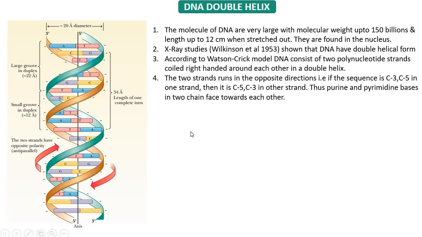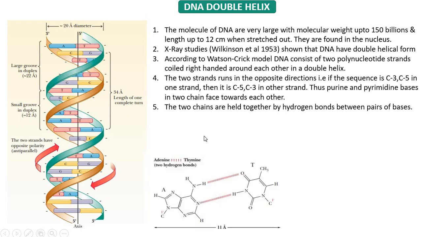Due to this, the purine and pyrimidine bases in the two chains face towards each other, and further the two chains are held together by hydrogen bonds between the pairs of bases. So you see here adenine and thymine are in front of each other, then cytosine and guanine are in front of each other. So there is hydrogen bonding between these two bases. If adenine and thymine are there, then you see the structure of adenine and the structure of thymine, there is the possibility of two hydrogen bonds.